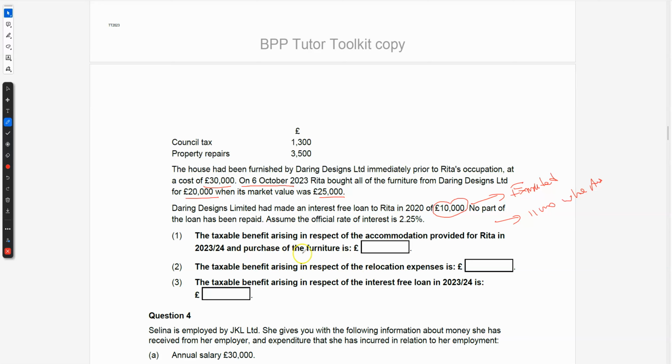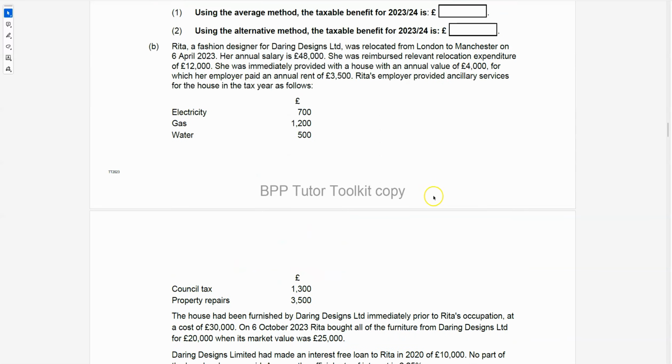Alright, so the taxable benefit arising from the accommodation, then the taxable benefit from the relocation. Relocation is quite simple because the company is paying 12,000 and 8,000 is exempted for a year, so 4,000 will be the taxable benefit. And for the loan, this is 0, so up to 10,000 no benefit is created. So we need to look at the accommodation. Accommodation is the tricky one. There will always be one question from the accommodation in the exam. Okay, so let's take a look.